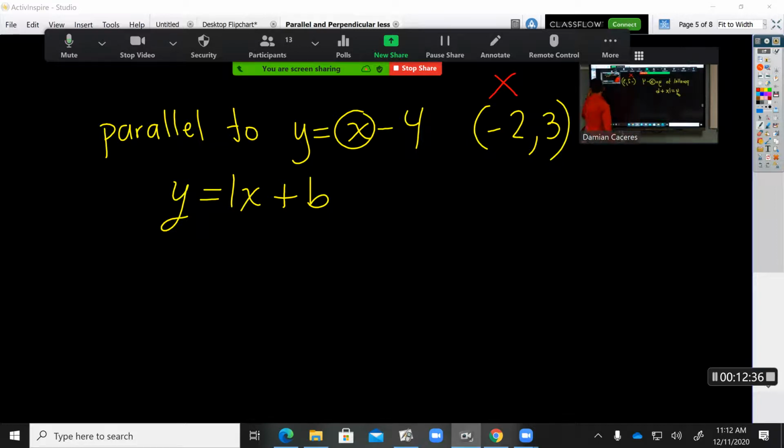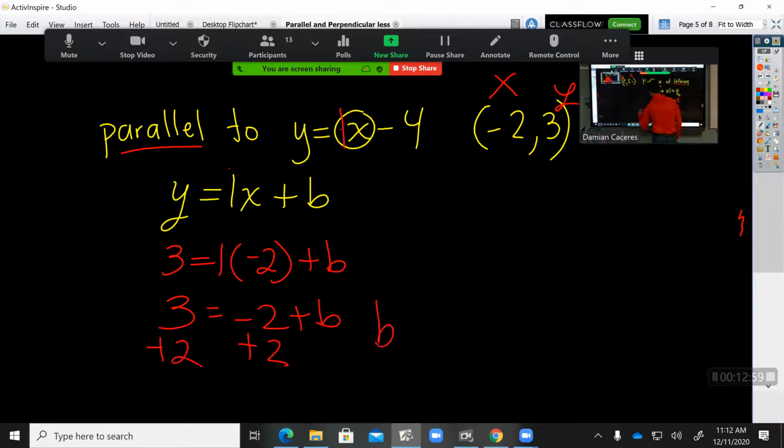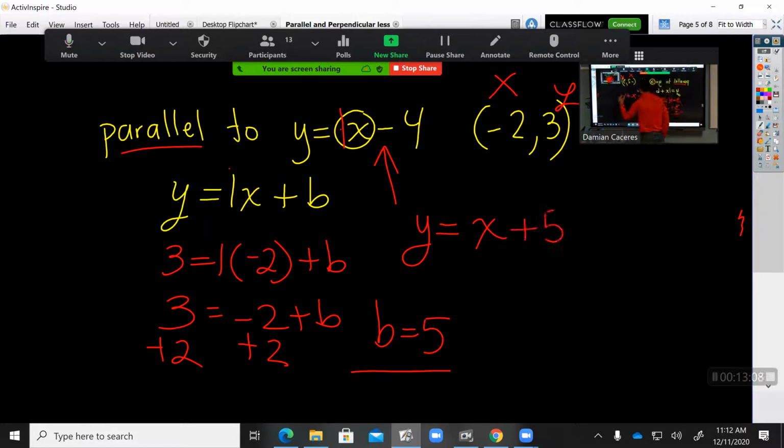Review one more time for the person who asked me a question on Remind. Since it says parallel, you put the same slope right here, and then you replace the x and the y values from the point where they belong. Now we just solve for b by adding 2 to both sides, which gives us our new y-intercept. Your equation is going to look just like the original equation, but instead of -4, your new y-intercept is positive 5.